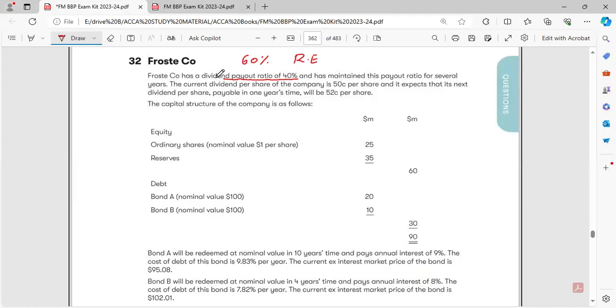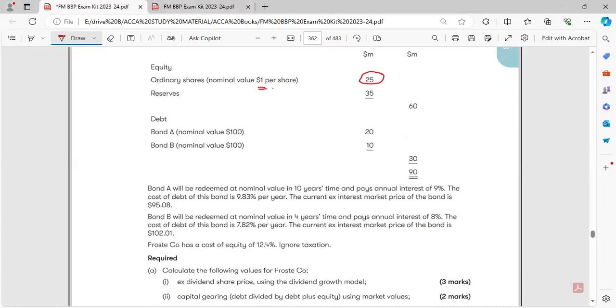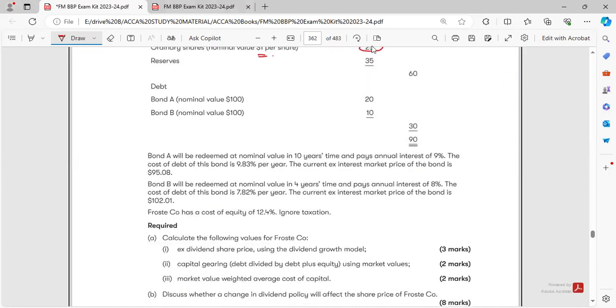Current dividend per share of the company is 50 cents per share, and it expects that its next dividend per share payable in 1 year time will be 52 cents. So the next year it will be 52 cents. Ordinary shares $1 par value, total value is 25 million. Bond A and bond B, $100 are the par values, and total values are 20 million and 10 million.